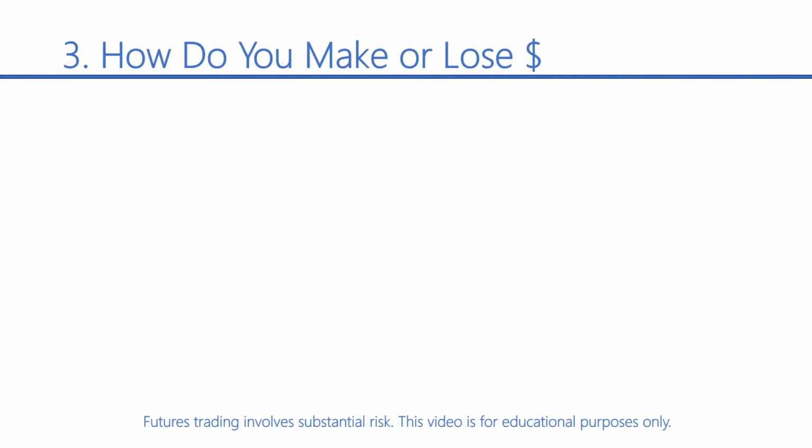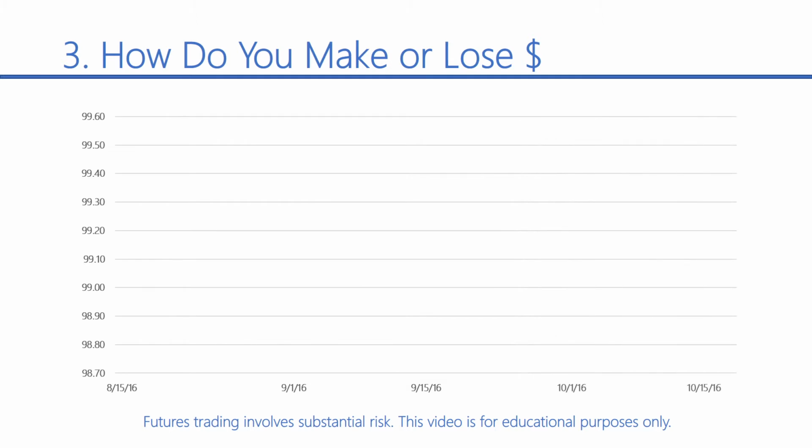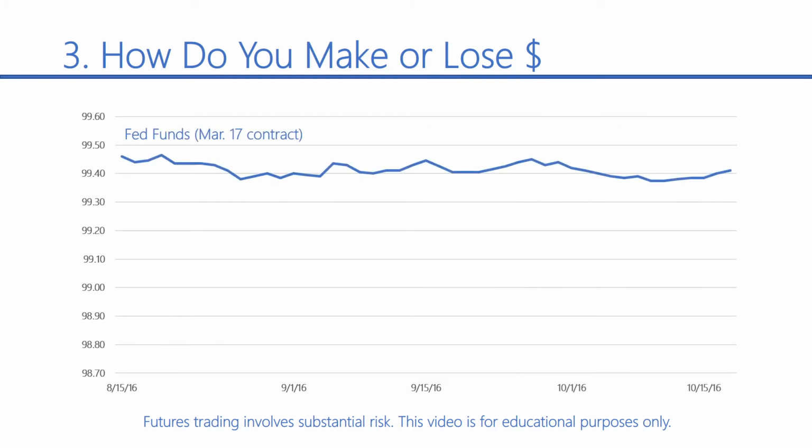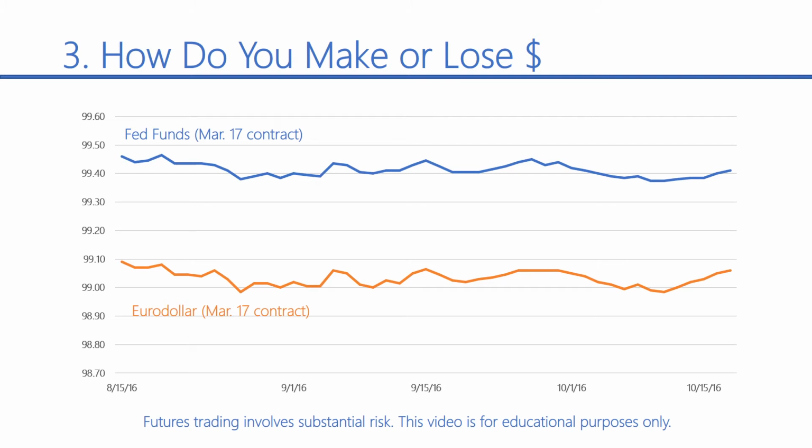Point number 3. How do you make or lose money in a spread trade? Let's look at an example. The price movement of the Fed funds contract is shown in blue, and the euro-dollar contract in gold. These are 2 short-term interest rate futures contracts, with closing prices shown for a period in 2016.